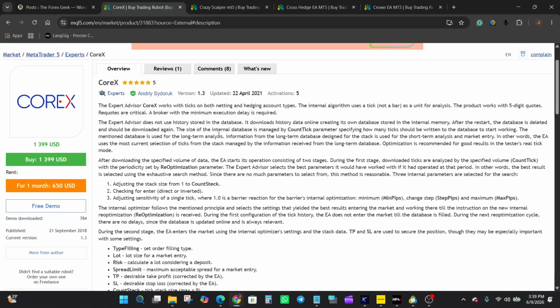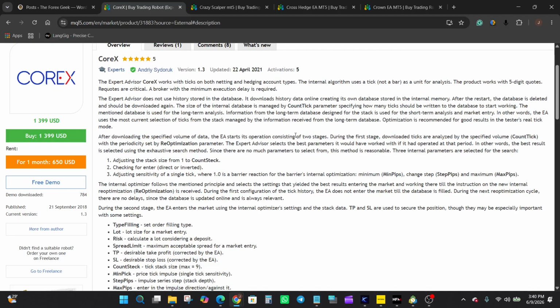What immediately makes CoreX different from many traditional expert advisors is that it doesn't rely on standard bar-based analysis. Instead, it uses tick data as its primary unit of analysis. The developer explains that the EA creates its own internal database by downloading tick history online rather than relying on historical data already stored in the platform. The internal database is kept in memory and is rebuilt whenever the platform is restarted.